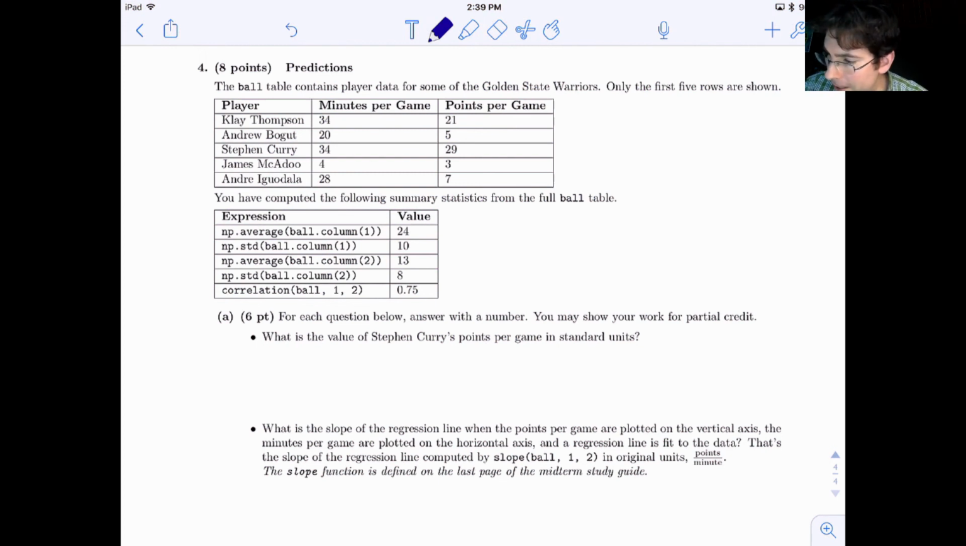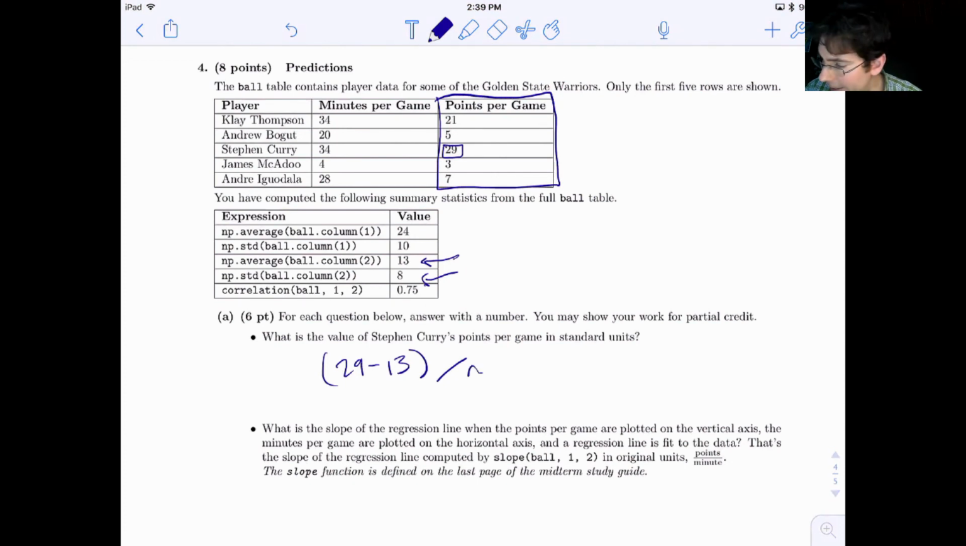Steph Curry's points per game is 29. In order to get standard units, you subtract out the average points per game. So this is column 2 of the table, which means that the average points per game is the average of column 2, which is 13. So 29 minus 13 is 16. And then you divide by the standard deviation of that same column. So if we divide this by 8, we find that Steph Curry's points per game is 2 standard deviations above the mean.